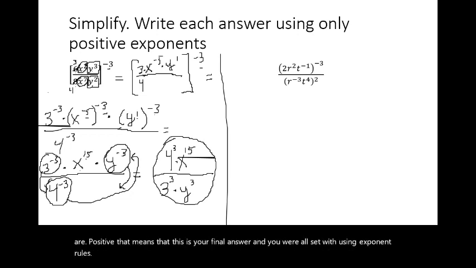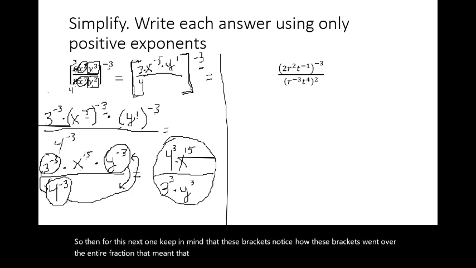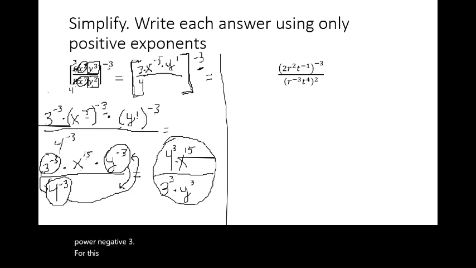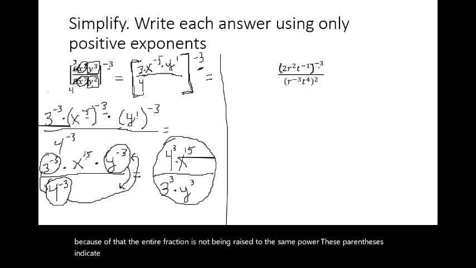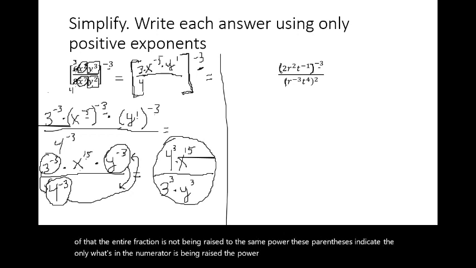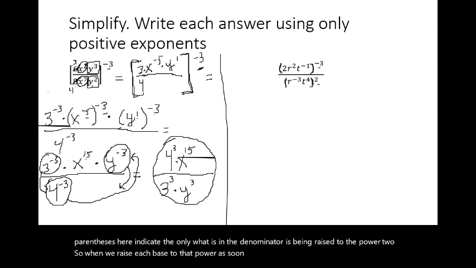So then for this next one, keep in mind that these brackets, notice how these brackets went over the entire fraction? That meant that the entire fraction was being raised to that single outside power -3. For this next one, the numerator and denominator have their own sets of parentheses. So because of that, the entire fraction is not being raised to the same power. These parentheses indicate that only what's in the numerator is being raised to the power of -3. And these parentheses here indicate that only what is in the denominator is being raised to the power 2. So when we raise each base to that power, as soon as the parentheses stop, that exponent stops.